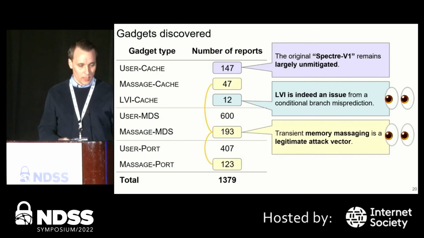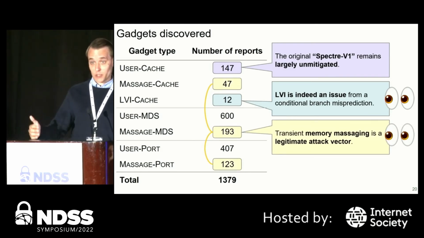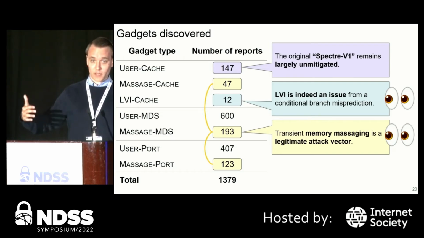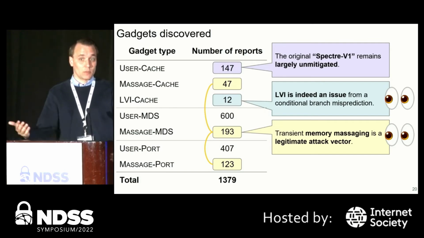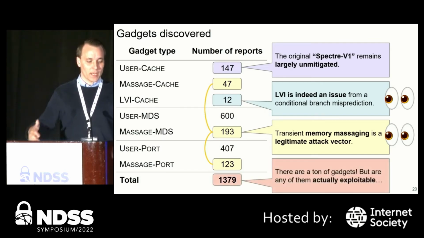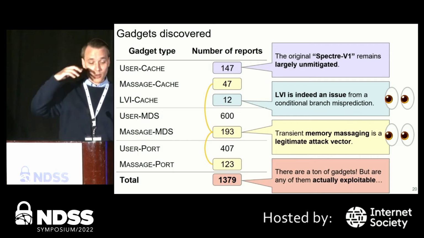Next takeaway is that we have all these gadgets that use transient memory massaging to inject attacker data. And like I said before, as far as I know, we're the first to look at this as an attack vector. And so we can see that this is a legitimate attack vector. And of course, the high-level takeaway is that there are a ton of gadgets.